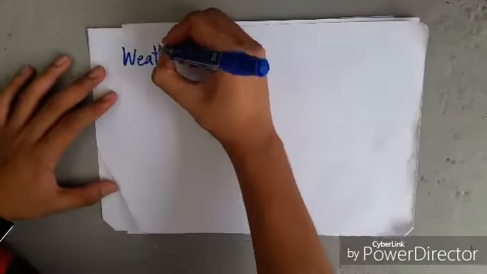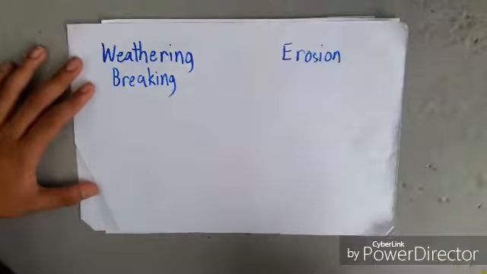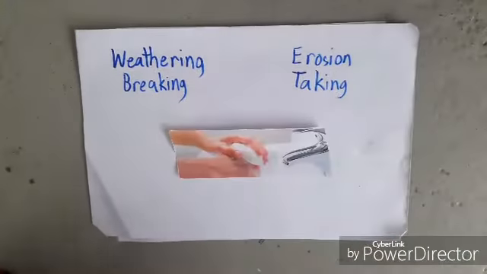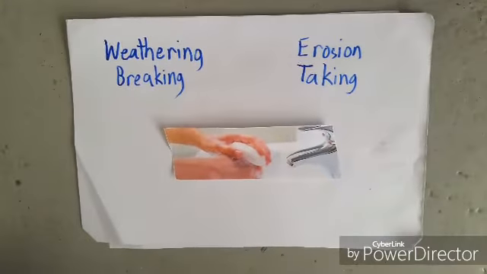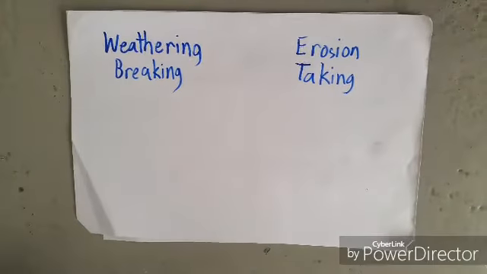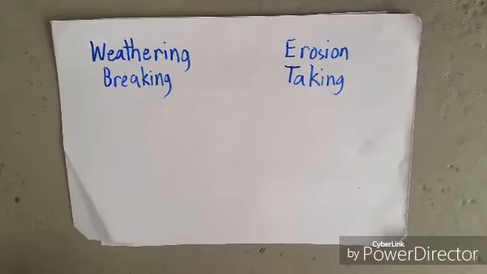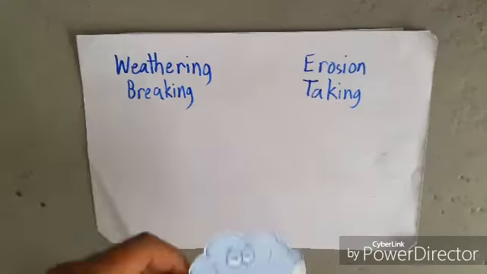Do not forget that weathering is breaking and erosion is taking. Water breaks the soap, and as it breaks it, it takes it away. As well as in rocks that are hammered, it splits into pieces, then some small particles will be carried away due to air. So, how can it happen in nature?